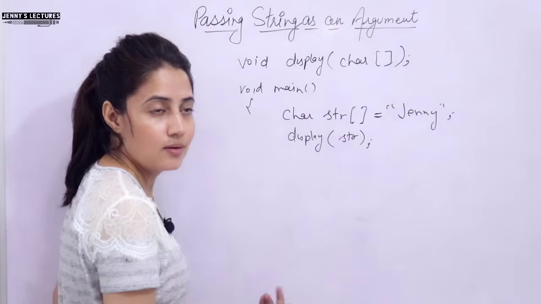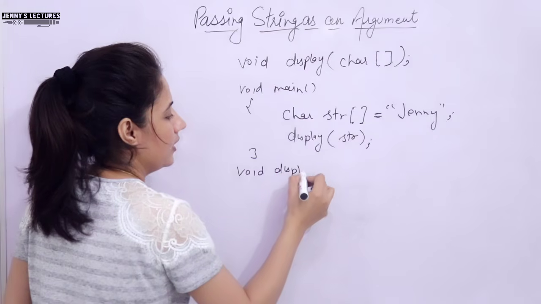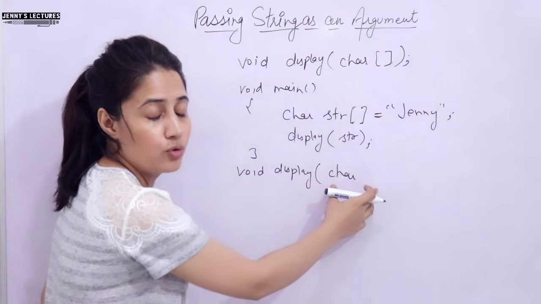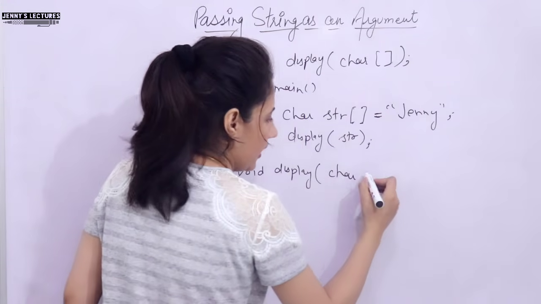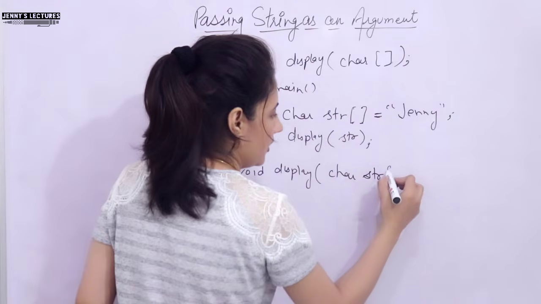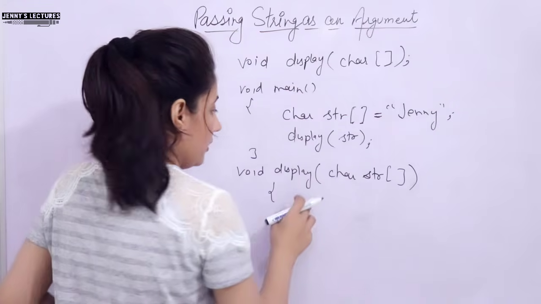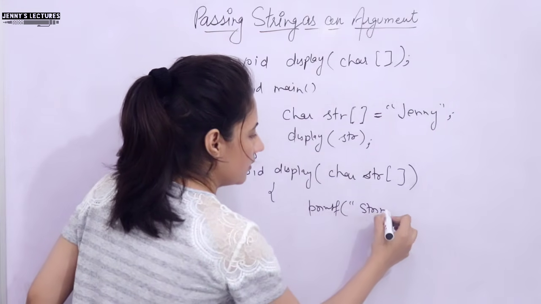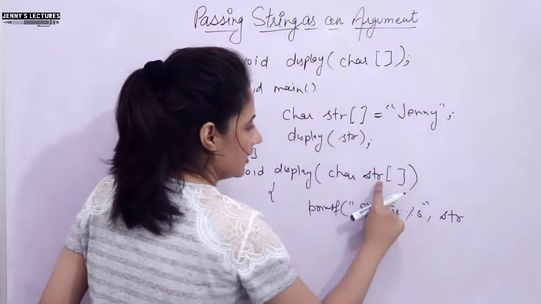That's it. Now we have to define this function, void display, and here obviously we have to take a string, or you can say a character array, to accept this as an argument, right? Here I am taking char str. The name can be the same or different. No need to specify the size here, right? Now here I want to display it with printf, and the format for a string is %s, and the string is str.